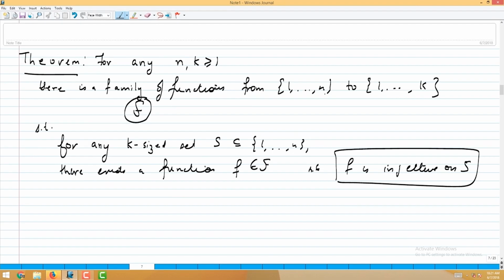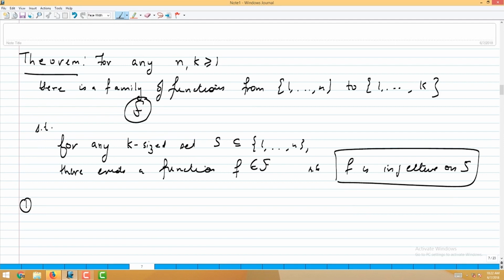Because as she said, given a set S, I can always come up with a function that is injective on S, right? And now what have I taken in the family? I have taken all possible functions from 1 to n to 1 to k in this family. So in particular, I would have taken all the kinds of functions that she proposed for a given S, right? So basically such a family is no big deal. It always exists. But the good thing about the theorem is that it says you can find such a family.